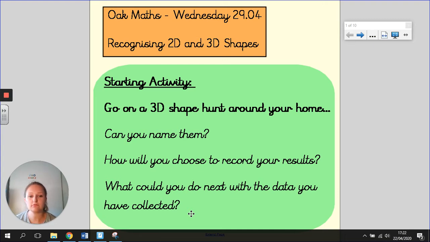How will you choose to record your results? Now, by results, I mean, if you find lots of the same shape, how are you going to show that? And what could you do next with the data, the information that you collect? How could you represent it all? So pause this and go on a shape hunt.